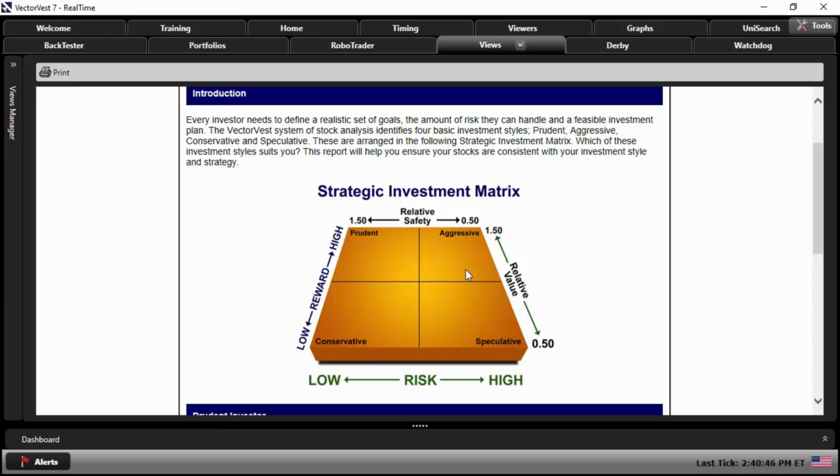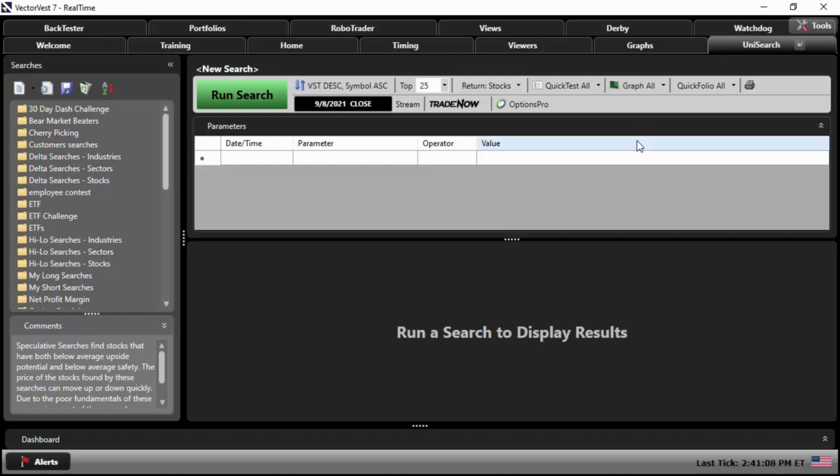Now that you have a better understanding of the 4 styles of investing and have had time to think about which style of investing matches best with your personal temperament, let me show you how easy it is to find the stocks that you're most interested in. The VectorVest Unisearch tool is a great way to scan for different stocks by either using one of the scans that we have already pre-built or by building your own.